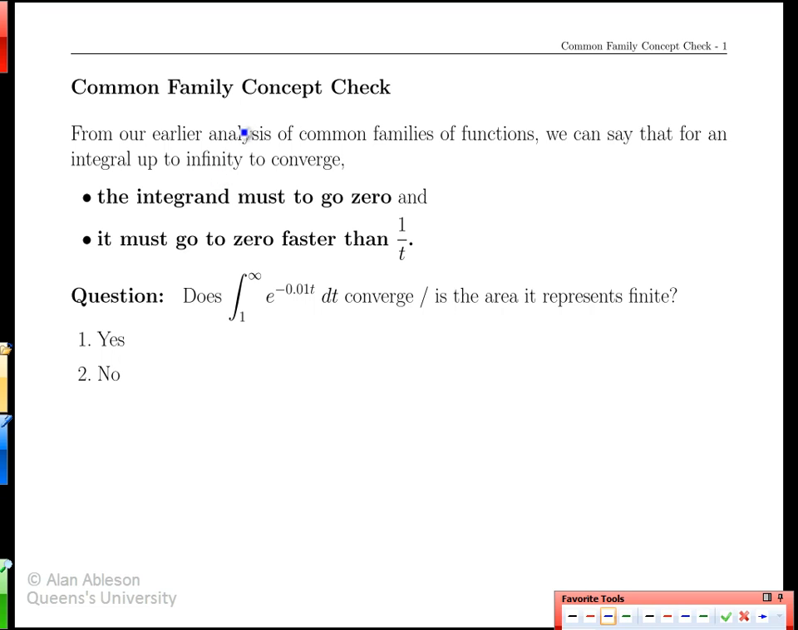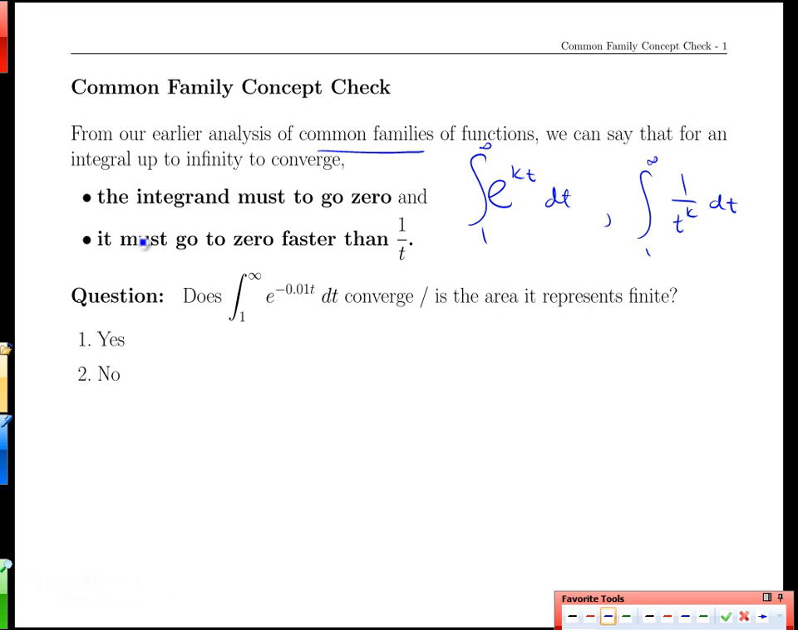All right, we're now going to do a quick concept check. We've had one video in between our general result and this one, and we're going to see how well you remember what you just saw earlier. When we looked at common families of functions, the two families we looked at were e to the kt and their integrals out to infinity, as well as the integral from 1 to infinity of 1 over t to some power. And we found some general rules for that.